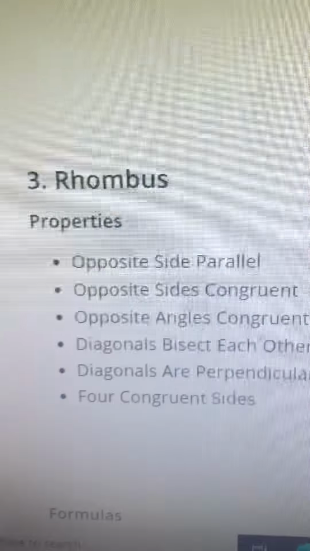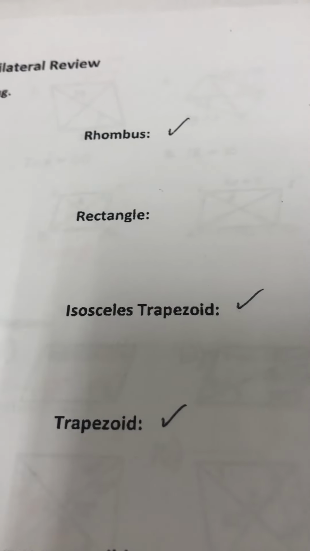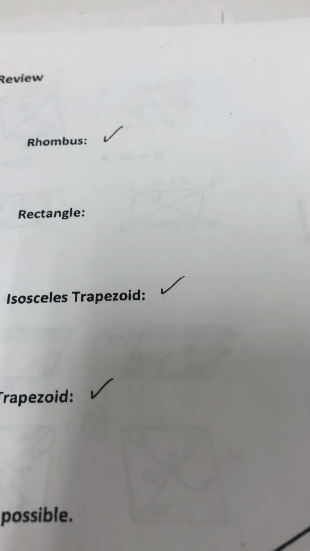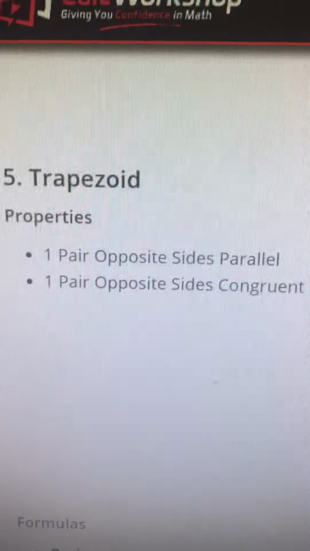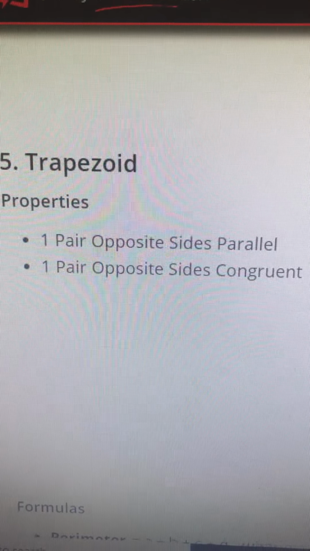He has rectangle there twice. I don't think he meant to do that, so I skipped that rectangle because we already did it. Isosceles trapezoid. We have 1 pair opposite sides parallel, 1 pair opposite sides congruent, and diagonals are congruent. And then trapezoid. Trapezoid, we have 1 pair opposite sides parallel and 1 pair opposite sides congruent.